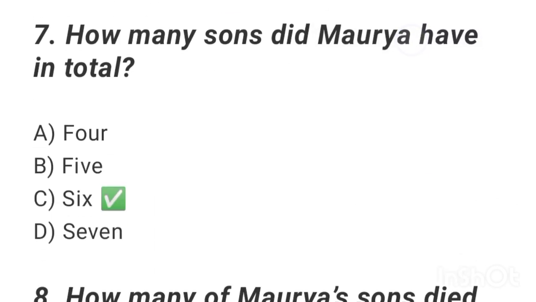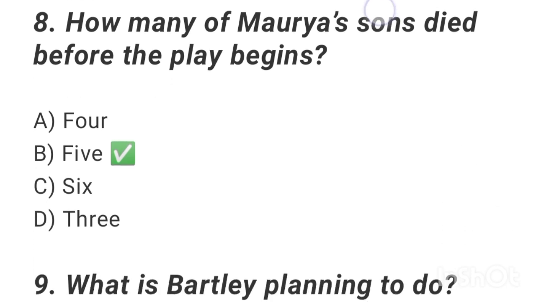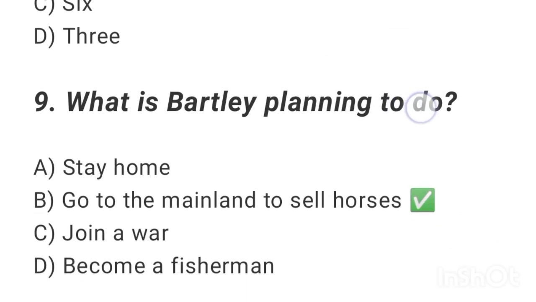Next question, how many sons did Maurya have in total? Totally, Maurya had 6 sons, and out of them 5 have died, and the last one, Bartley, is here, and he also will die. How many of Maurya's sons died before the play begins? So the answer is 5. The 5 sons had died before the play begins.